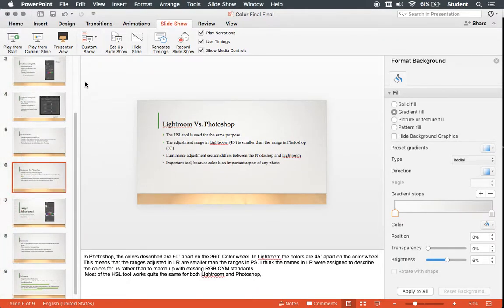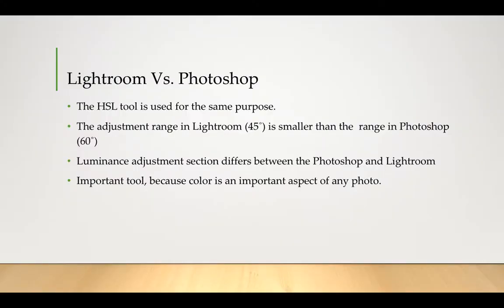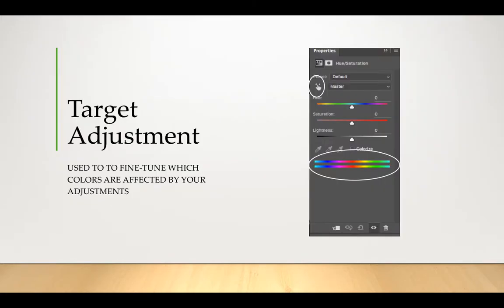So that's a big difference that can play a big role. Other than that, the tool is pretty much the same. The way the hue tab and the saturation tab work are pretty much the same. So then we have target adjustment, which is an aspect of the color, the HSL tool.